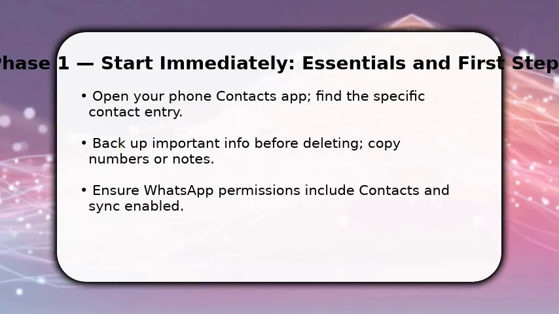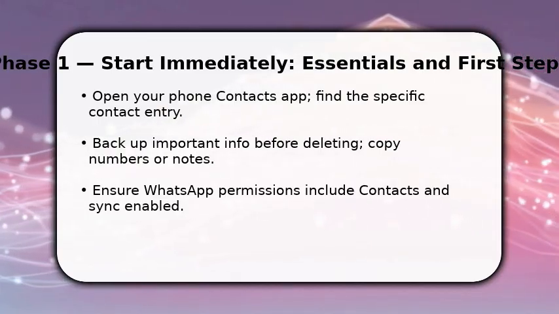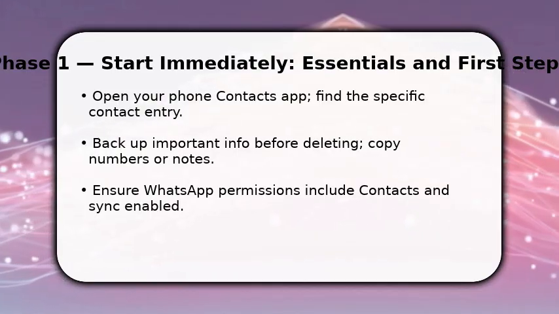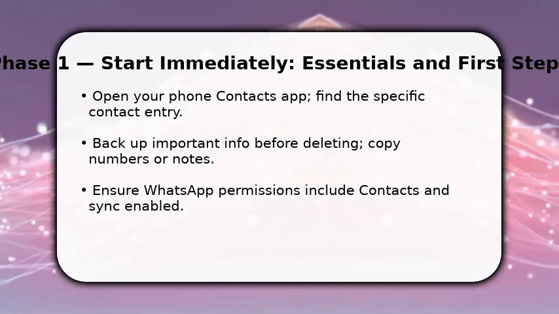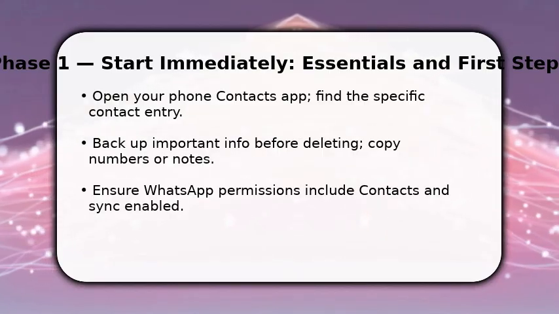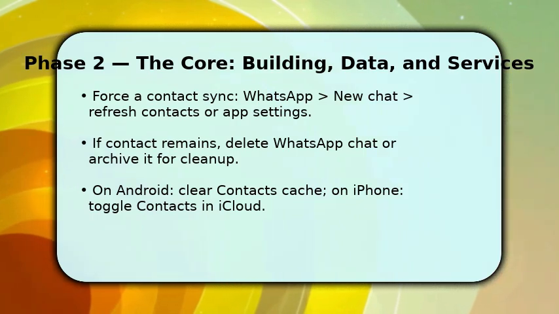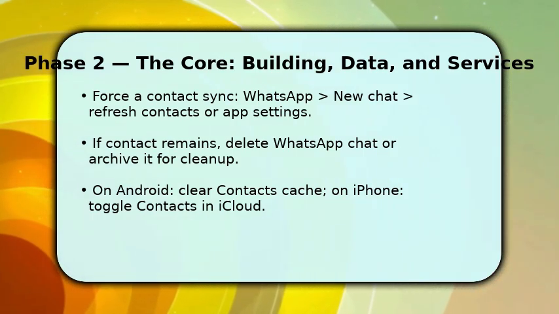You are initiating the deletion where it matters. Do this first, because deleting inside WhatsApp alone won't remove the saved number from your device. Once the contact is removed from your phone, open WhatsApp and force a contact refresh. Tap New Chat and use the menu to refresh or reopen the app after a sync.